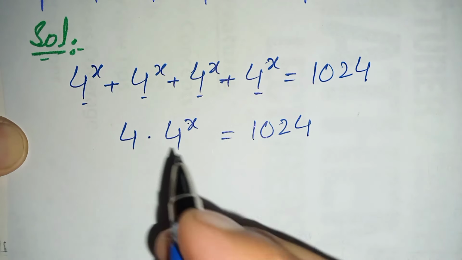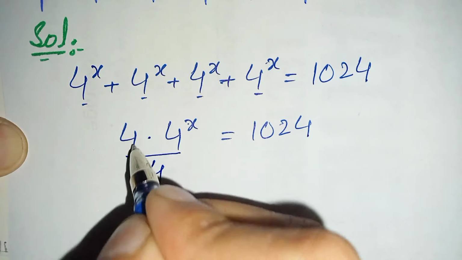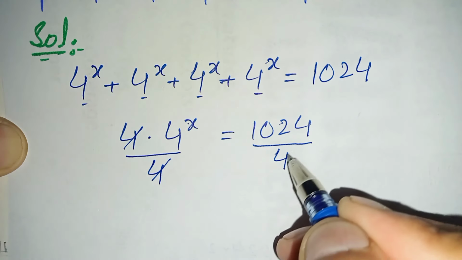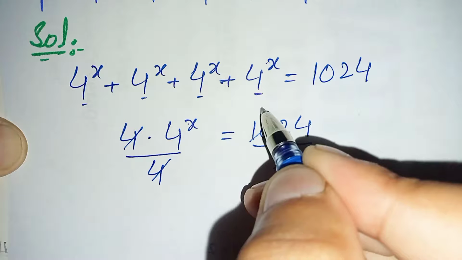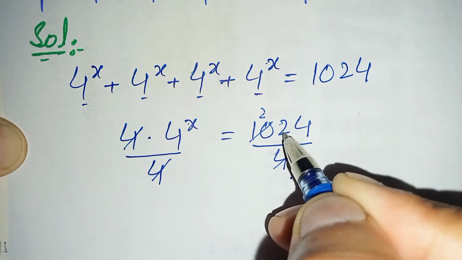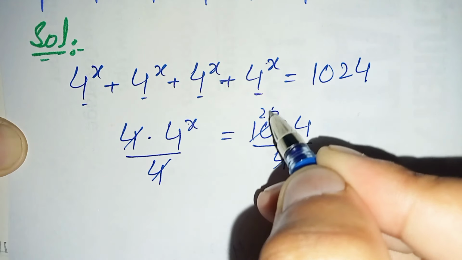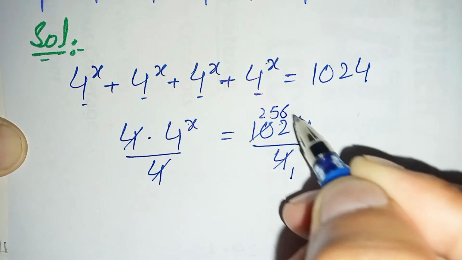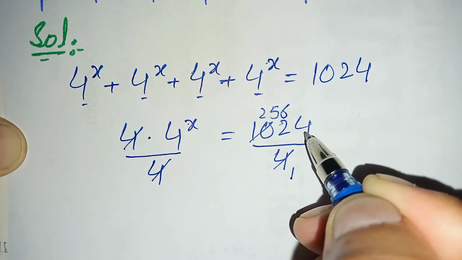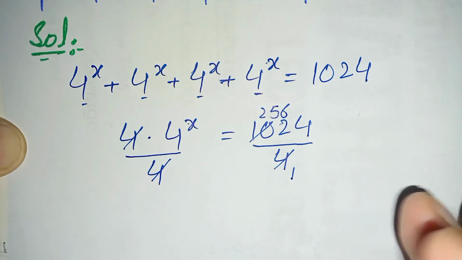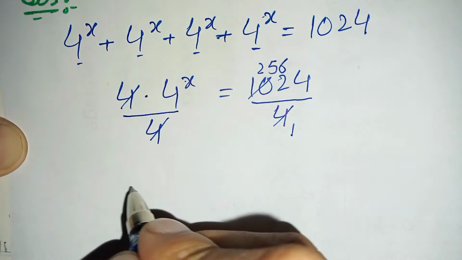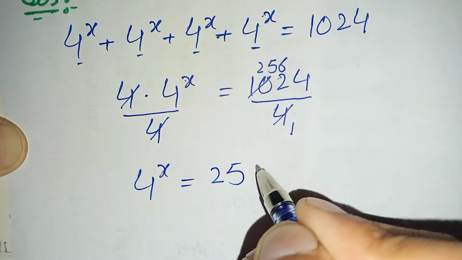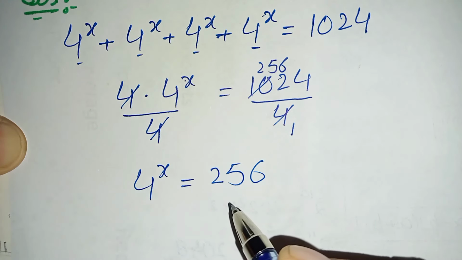Now we will divide both sides by 4 to eliminate this 4 from the left hand side. So here this 4 and this 4 will be cancelled. And here 4 times 1 is 4, 4 times 2 is 8, 2 will be left, so it will become 22. Now 4 times 5 is 20, 2 will become 24. Now 4 times 6 is 24. So dividing 1024 by 4 gives 256. So this equation will become 4^x = 256.